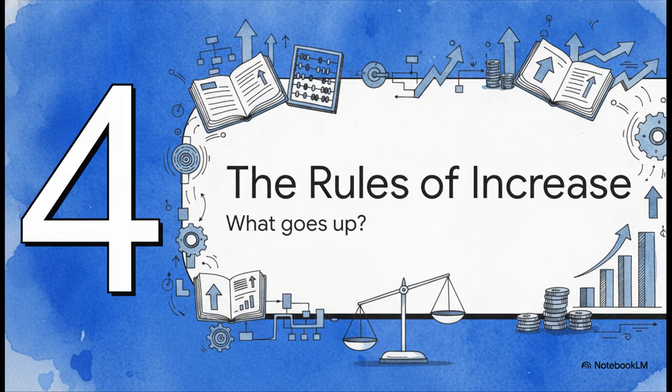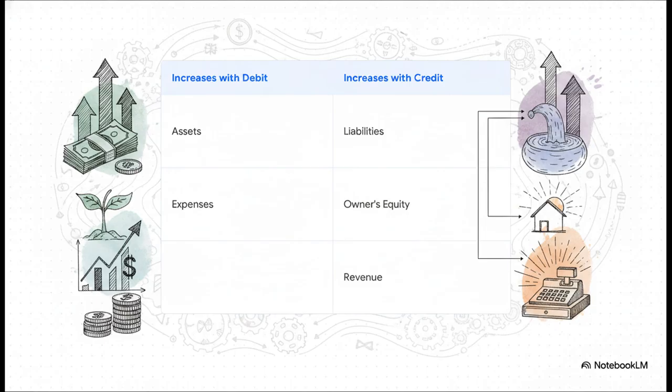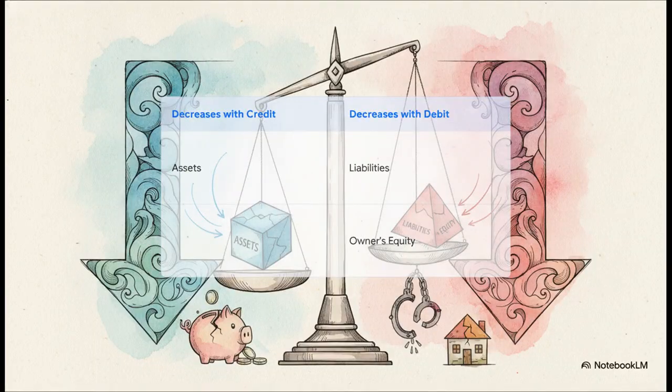Now for Section 4, the rules of increase. Okay, here is where the magic actually happens. To increase your assets and your expenses, you use a debit. But to increase your liabilities, equity, and revenue, you use a credit. Now I know this is exactly where most people get tripped up, but when you see it laid out systematically like this, the structural logic becomes so much clearer. A debit isn't inherently good or bad, it's literally just a mechanical lever that we use to bump up certain types of accounts. And because this is a perfectly balanced system, the inverse is always true.